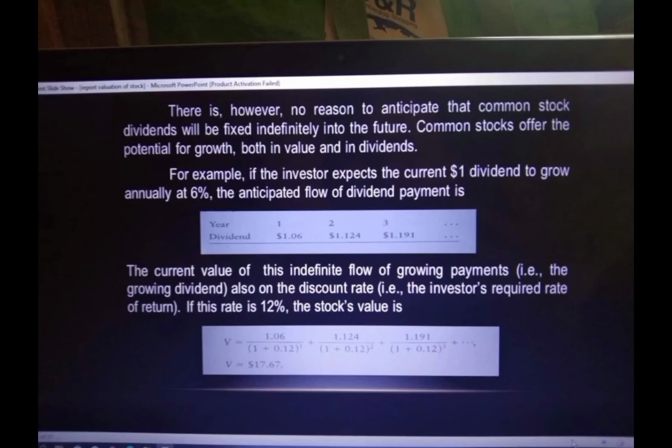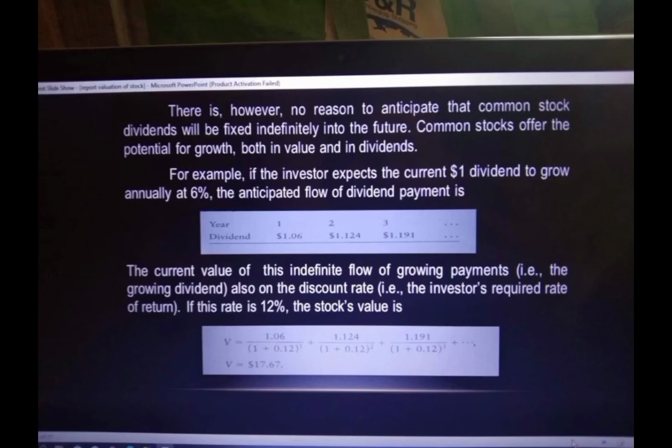For example, if the investor expects that current $1 dividend to grow annually at 6%, the anticipated flow of dividend payments in years 1, 2, and 3 is: year 1, $1.06, second, $1.124, third, $1.191. So ang $1 plus 0.06 nga annual dividend growth rate mao nang 1.06, tapos each year mag-increase siya.